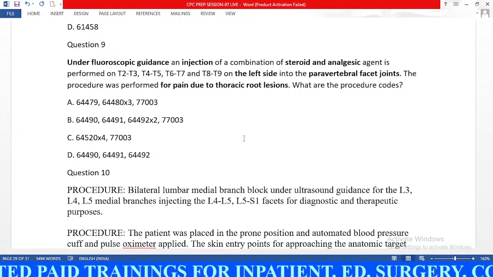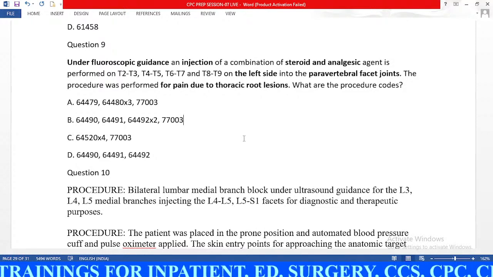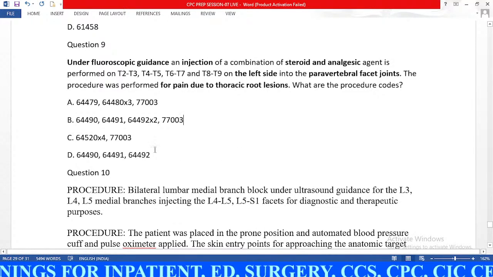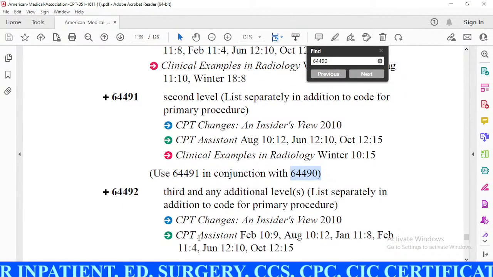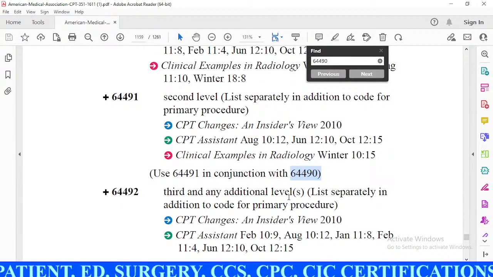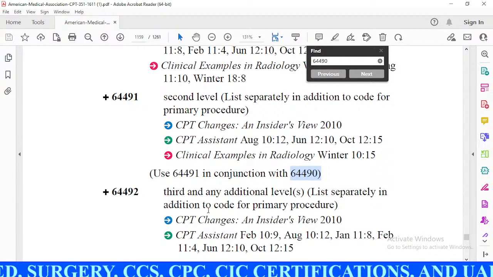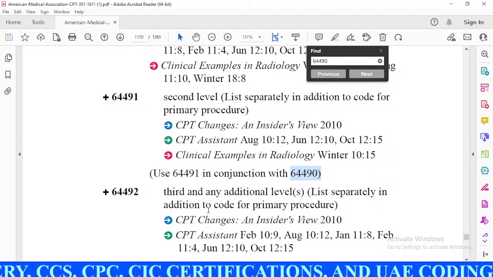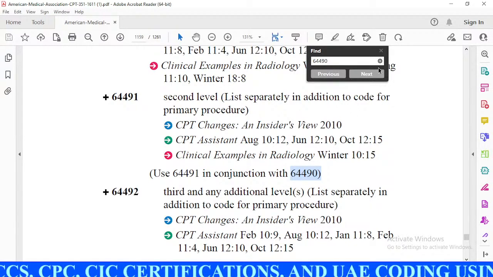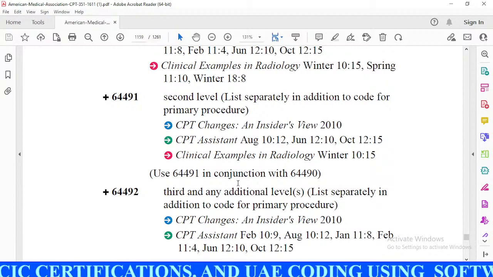So for 5 levels also, we can code only D: 64490, 64491, 64492, as the 92 description has third and any additional level. So for the fourth or fifth level also, we need to code the same. Yeah, Supriya, you are correct. Shruti correct. So all of you are correct. The same answer we need to code, irrespective of the levels injected, because of this code description.